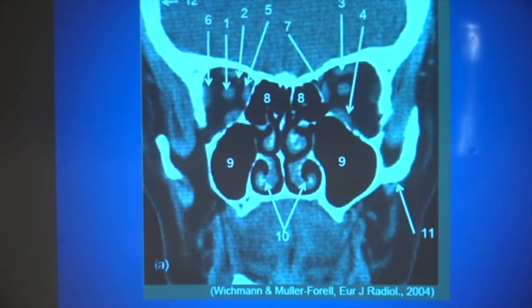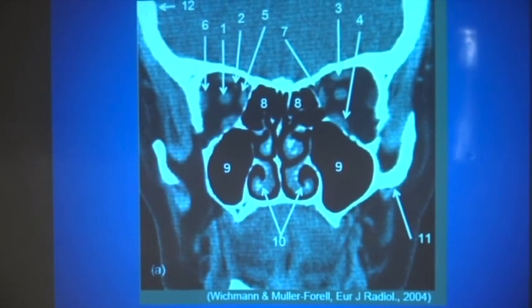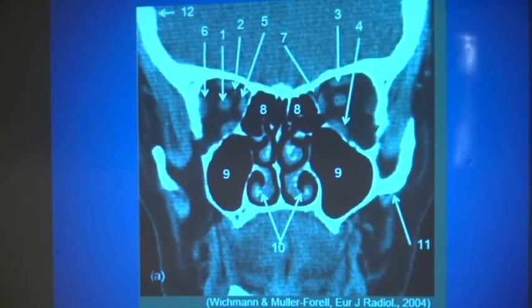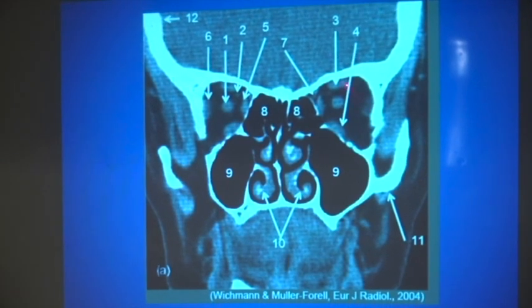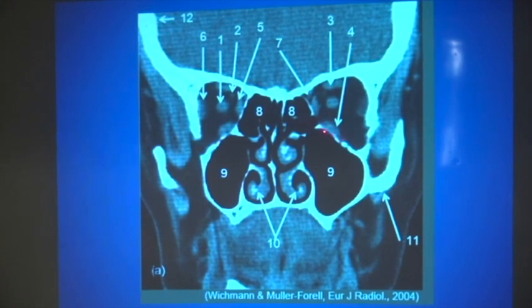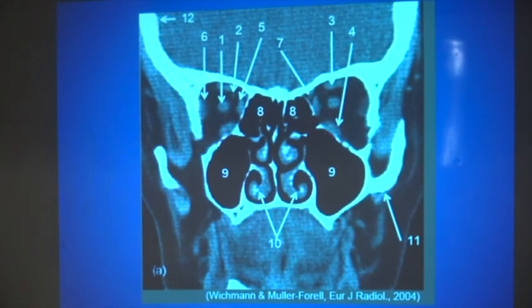How about these structures? Number 10. Inferior turbinate. Excellent. Number 9. Maxillary sinus. Number 8. Excellent. How about number 3? Superior rectus. Excellent. Number 4. Excellent. So these are just some of the basics. I'm not going to go through the rest of these. I mean, you know what number 6 is, lateral, medial, etc. So excellent.